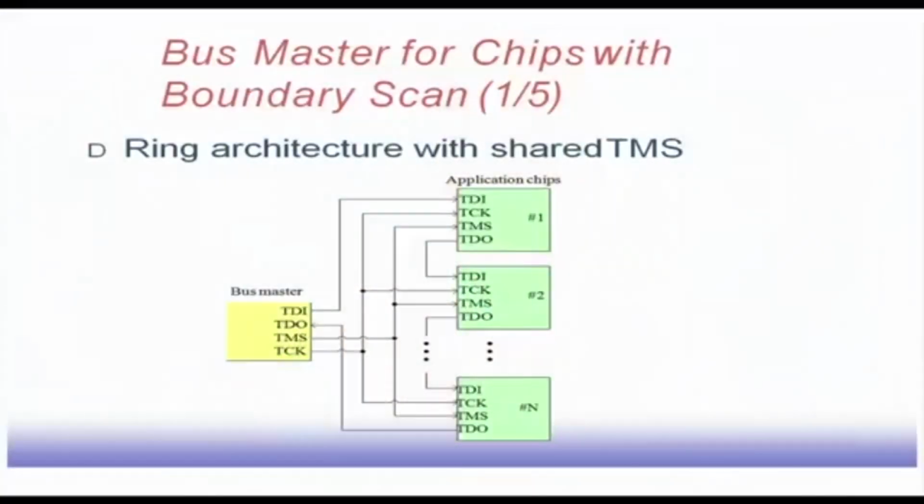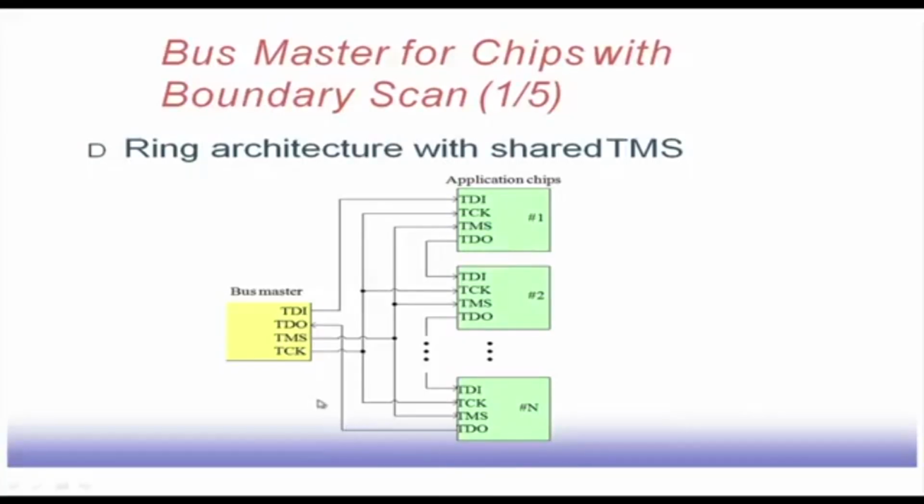Bus master architecture for chips with boundary scan. One possibility is that they are connected in a ring architecture. So, this bus master has TDI, TDO, TMS, the test mode select, and the clock signal. The application chips are connected in a daisy-chained fashion.